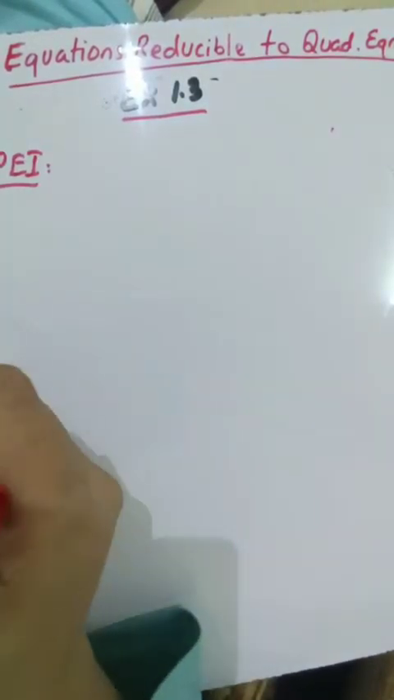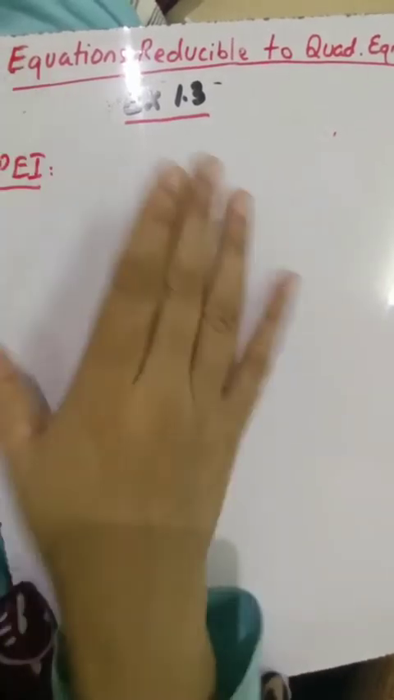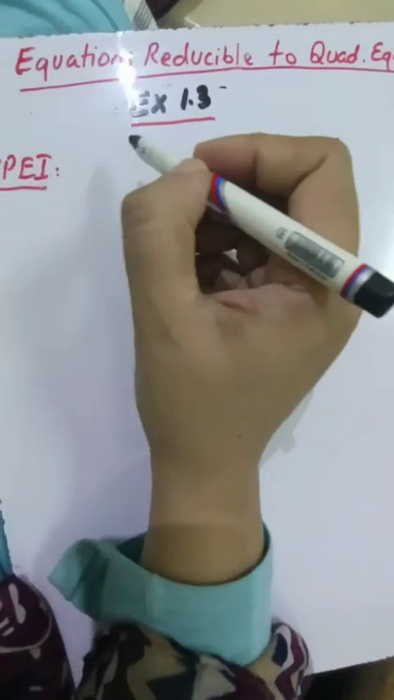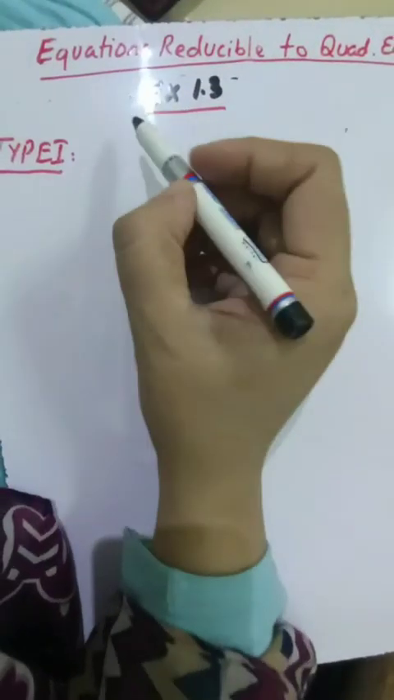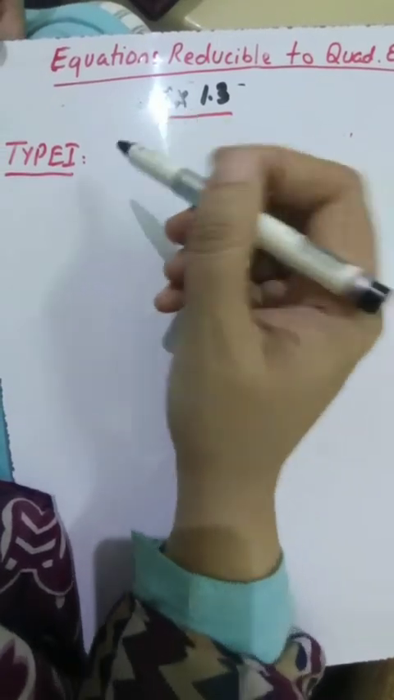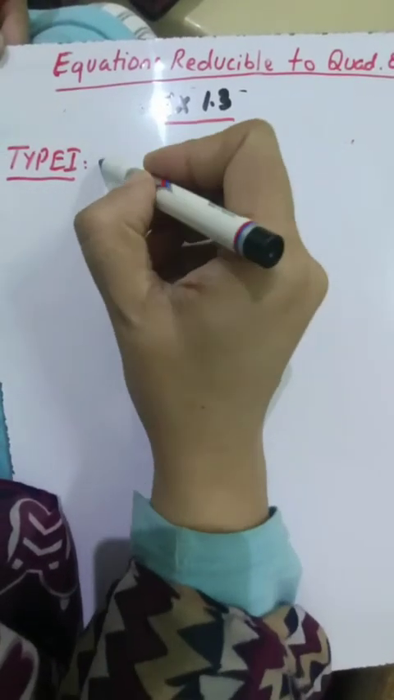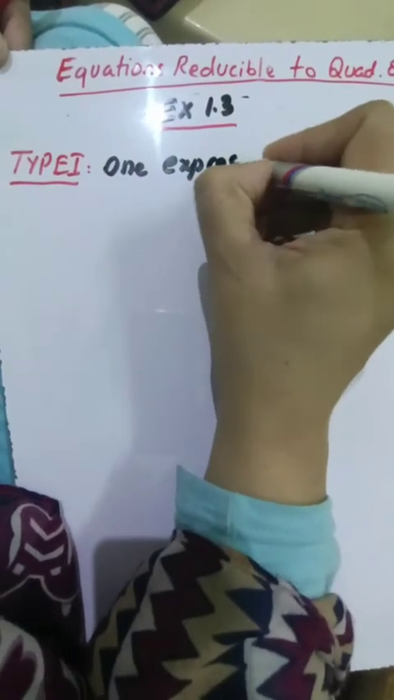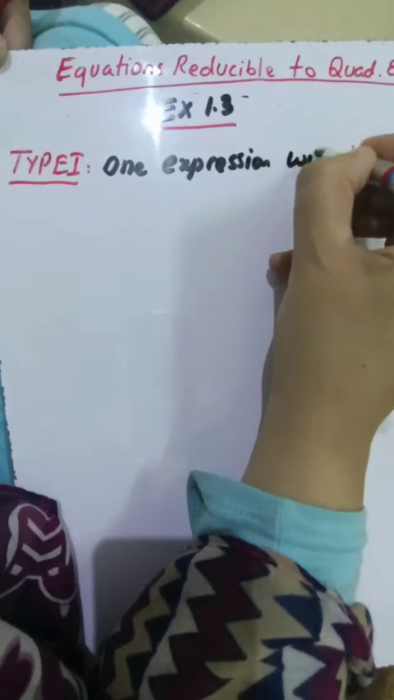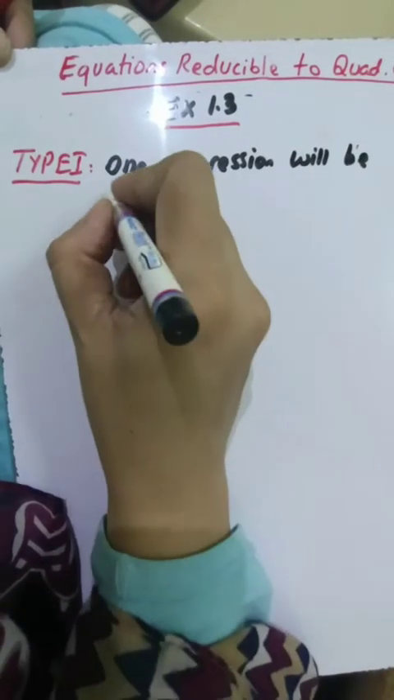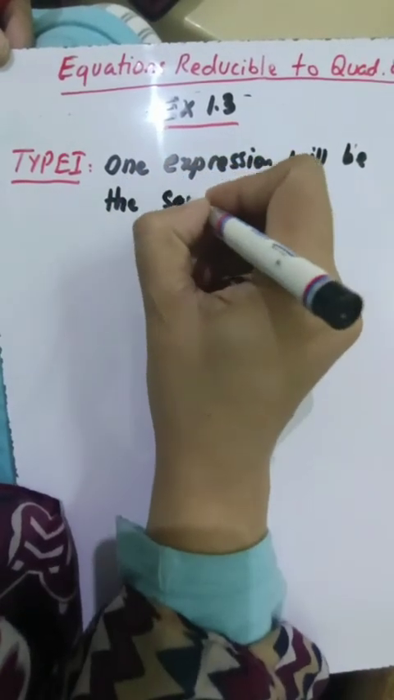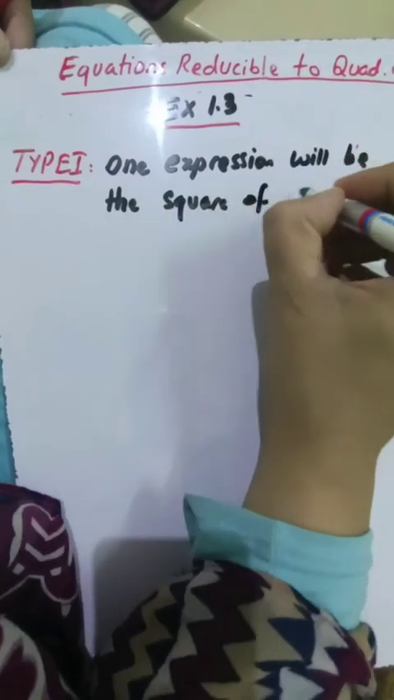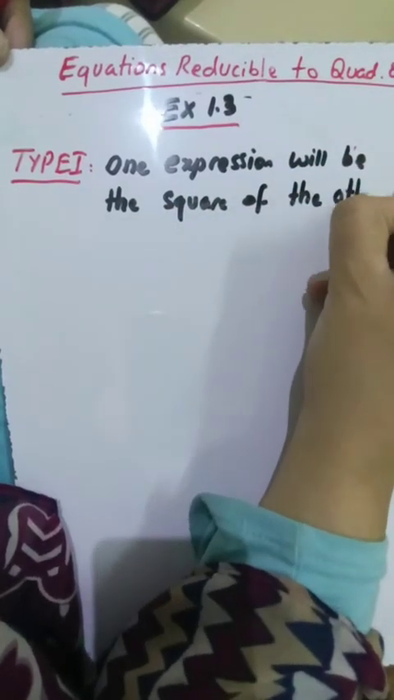Type 1 is when you have an equation and there are two expressions, and one expression is the square of the other. In type 1 we are going to learn those equations in which there will be two terms, and one expression will be the square of the other.